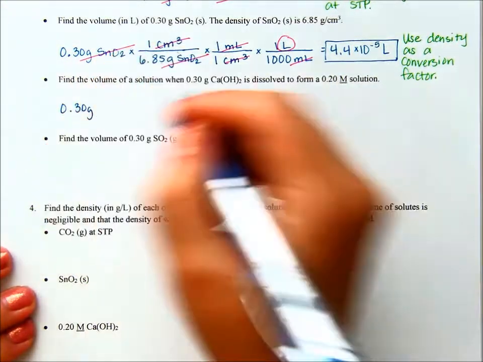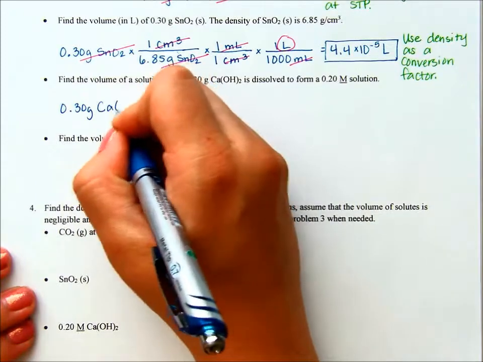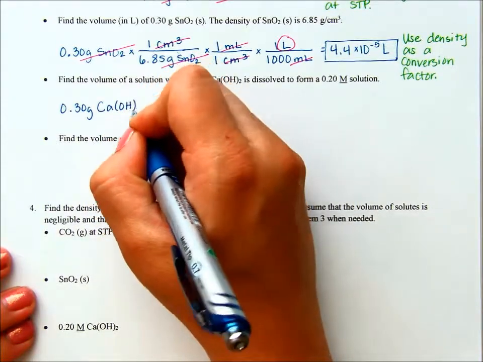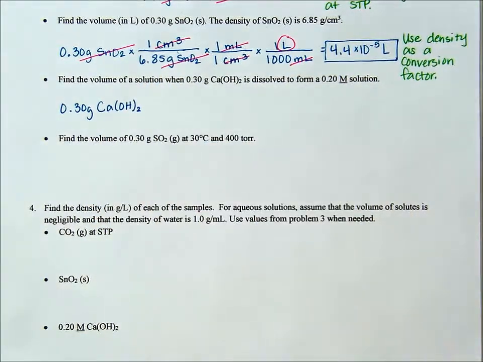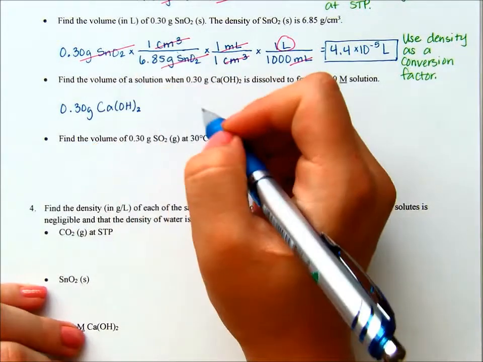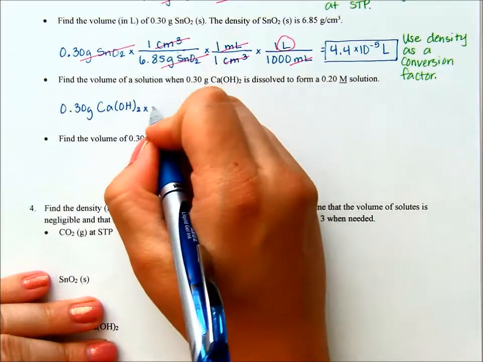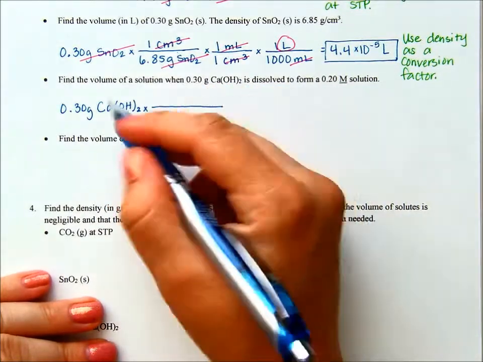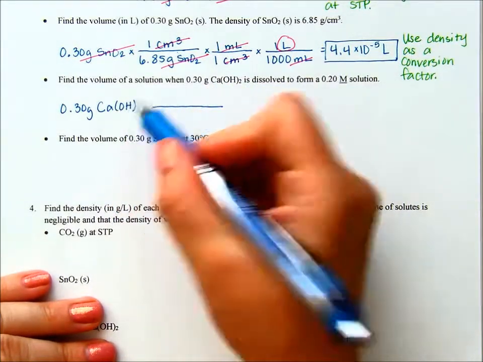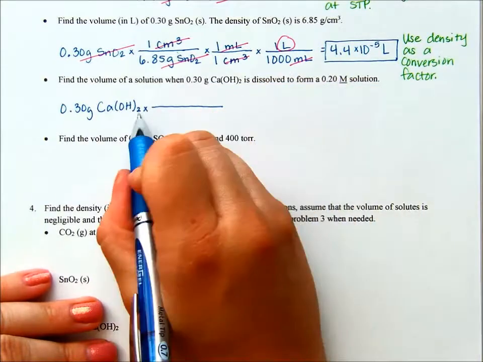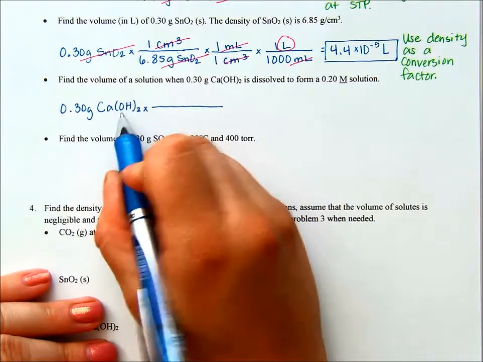So, 0.30 grams calcium hydroxide solution. And remembering that I can't go directly from grams to liters, I have to convert to moles first. So I'm going to go ahead and use my molar mass here, times. Now using the periodic table, I'm going to add up 2 oxygens, 2 hydrogens, and 1 calcium. This 2 carries to everything in the parentheses here.